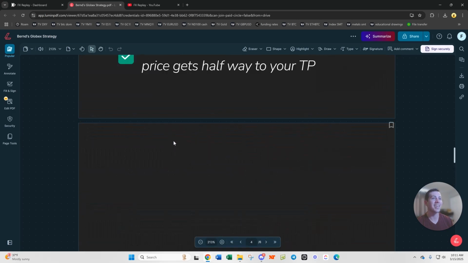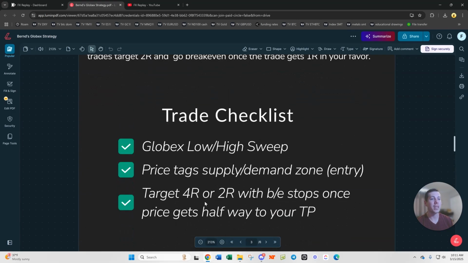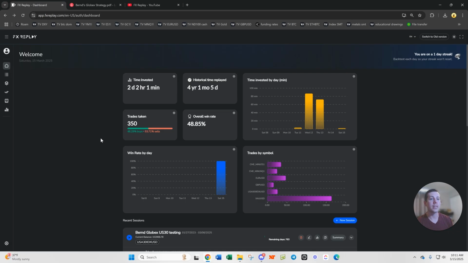In his original rules, he would essentially use a 4R target if it was in line with the higher time frame trend, or 2R if it was against it, with stops moved halfway. But just to simplify today, not make it as complicated, I'm just going to go with a fixed 3R, and we'll go break even again halfway, kind of 1.5R to keep it simple. So with that, we'll go ahead and dive into the charts.